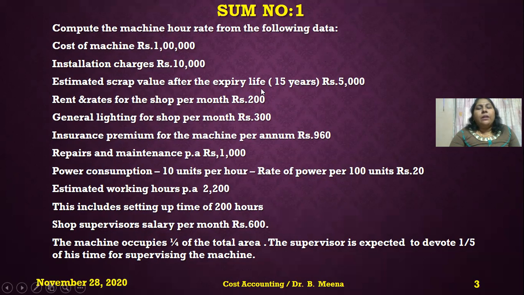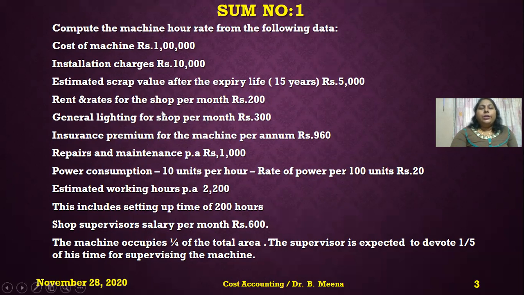So we need to calculate for the machine by using this information: 200 into 1 by 4. Why am I doing this calculation? Because this 200 is for a shop. I want to convert it for a machine alone because the machine occupies only 1/4 of the area, and I need to consider only the expenses pertaining to the machine.